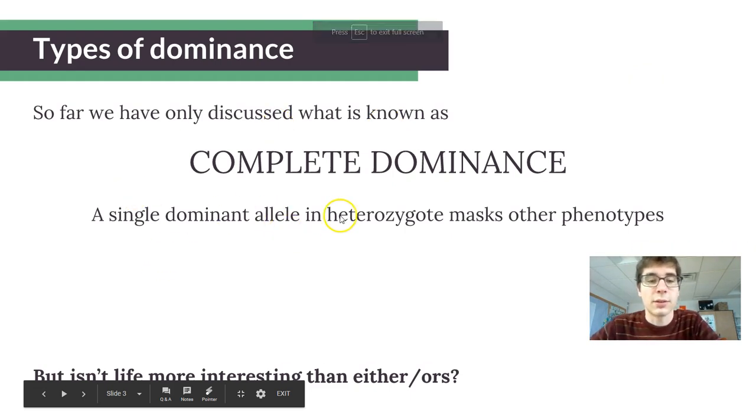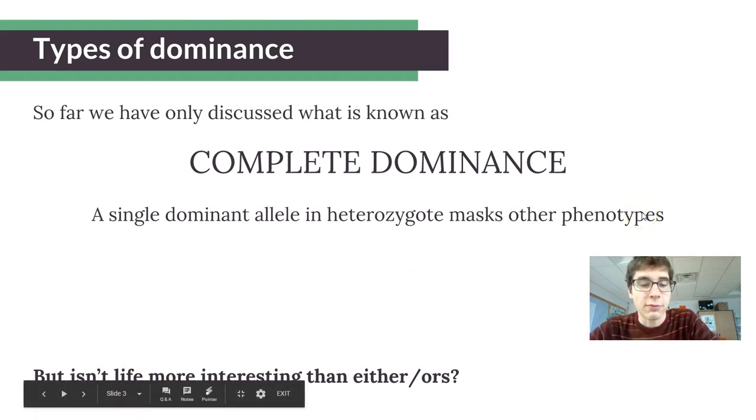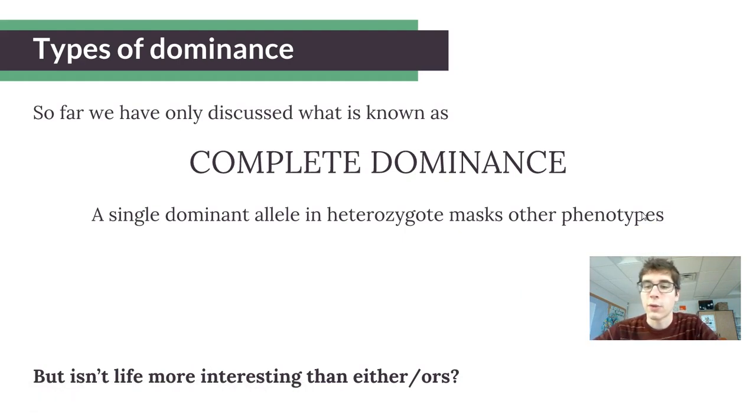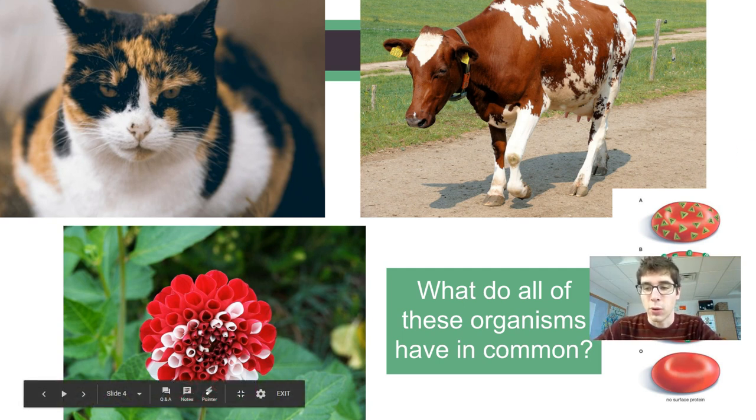Complete dominance is when a single dominant allele in the heterozygote masks other phenotypes. This is the type of dominance that we've done so far with all of our problems. So all of the Dragon genetics stuff, all of the problems up to this point have been for complete dominance. We're going to learn about a couple different types of dominance as we move forward today. Because, as it mentions down here, isn't life much more interesting than either-ors? So far we've had phenotypes like you have a tail or you don't have a tail. You have a widow's peak, you don't have a widow's peak. But as you have probably noticed in your life, there are traits that are a lot more complex than either-or.